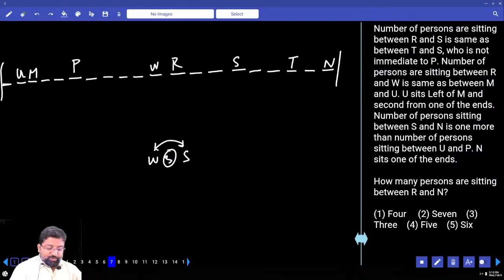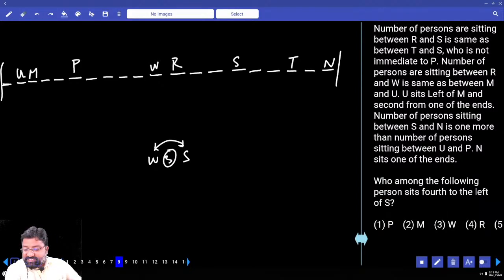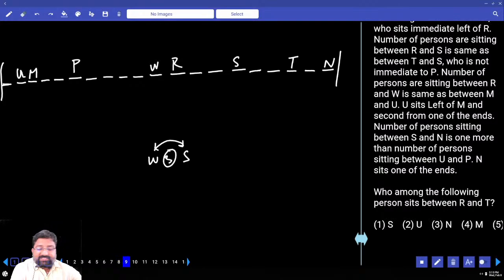Option 2. Who among the following sits fourth to the left of S? W. Next, who among the following persons sits between R and T? I see only one person there and it is S.